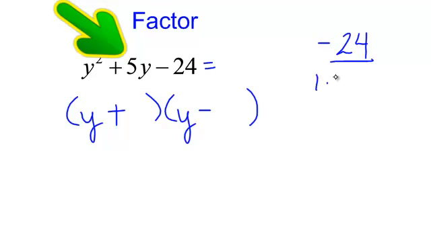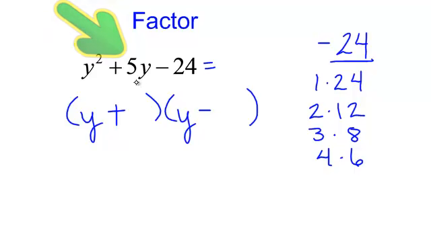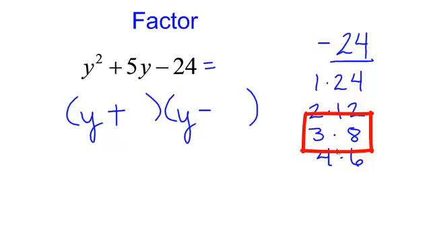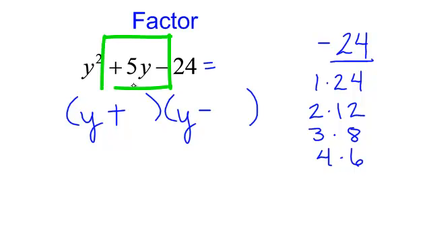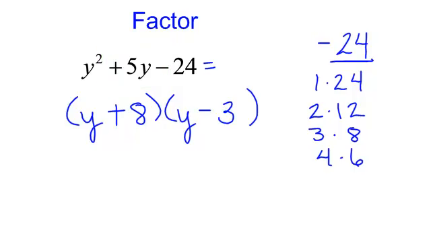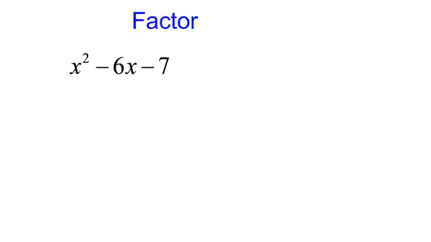What are my combinations? Write them down in order. 1 times 24, 2 times 12, 3 times 8, 4 times 6. If it's not one of those, it's prime. When I subtract 3 and 8, I will get 5. 3 and 8 is the winner. Which one should be positive and which one should be negative? I want my middle term to be positive, so I will put my largest number by the positive. You can check that with FOIL. Let's do another one. Factor.